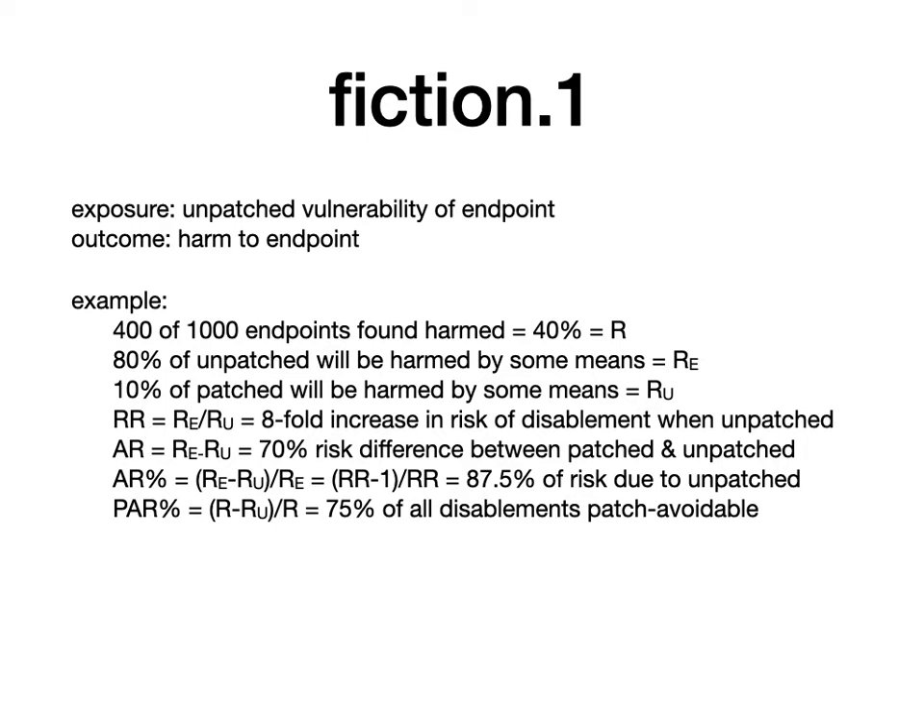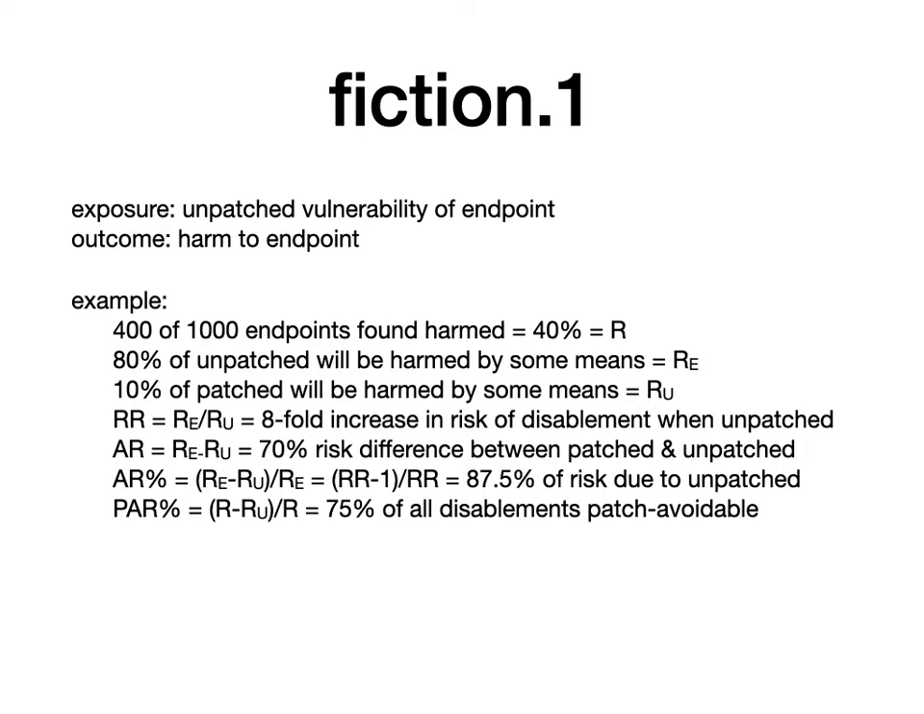We have, by some means, measured that 80% of the unpatched systems will be harmed in some way. Now we have the risk amongst the exposed, because we're treating the lack of patching as an exposure. Let's say that 10% of the patched will be harmed by some means. Not necessarily the same means, but will be harmed. So now we have a risk amongst the unexposed. From that, we can find that we have a relative risk of 8. That is to say, an 8-fold increase in the risk of disablement when you're not patched.